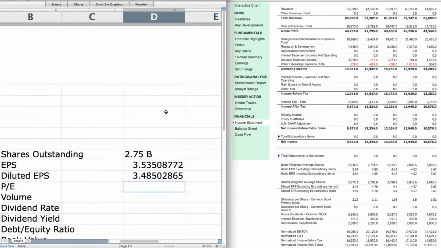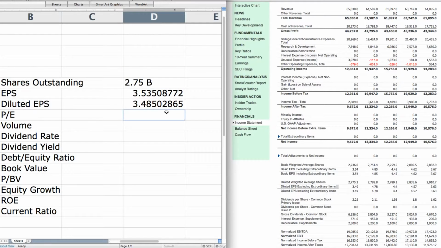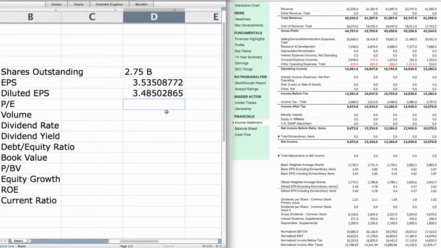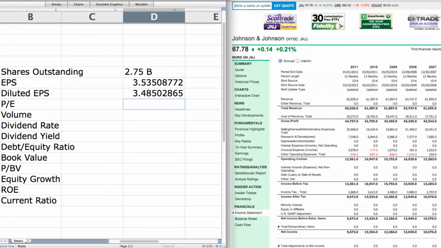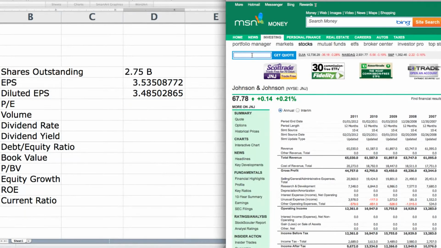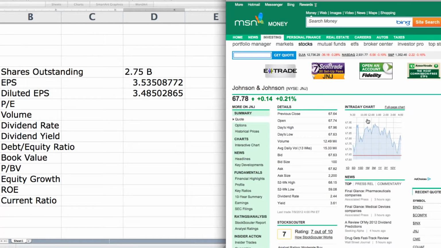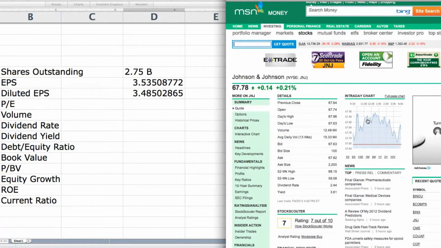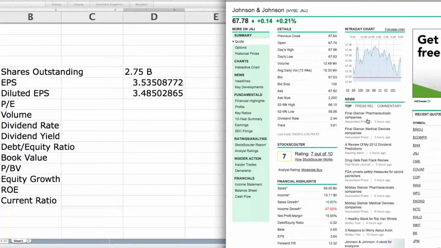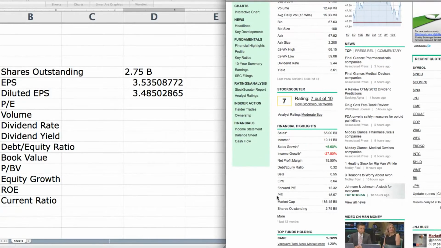The next number is probably my favorite number to quickly look at a company, and that's the price to earnings ratio. Let's go to the top level page, and I'll show you where that number is reported. For Johnson & Johnson, as you scroll down on the very top level page, you're going to see that the PE ratio is 18.57.